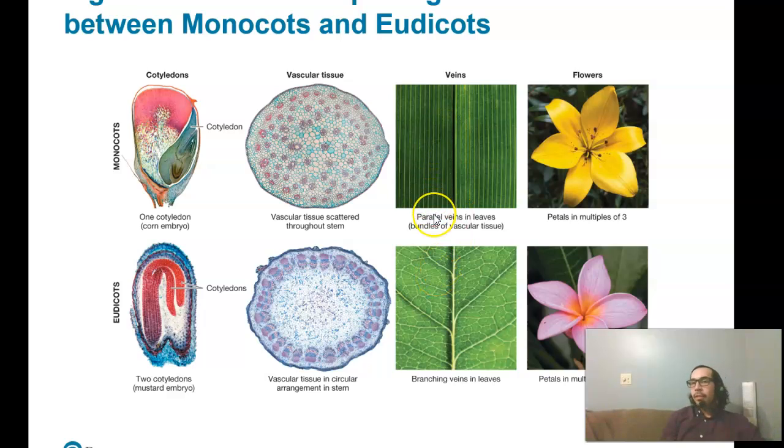So I did go over this in lab. If you remember, it's the magnoliids, those are the ones that have a net. The veins are arranged in a net pattern. And then the other thing you can look at is the number of petals. Monocots have petals in multiples of 3, and eudicots have petals in multiples of 4 or 5.